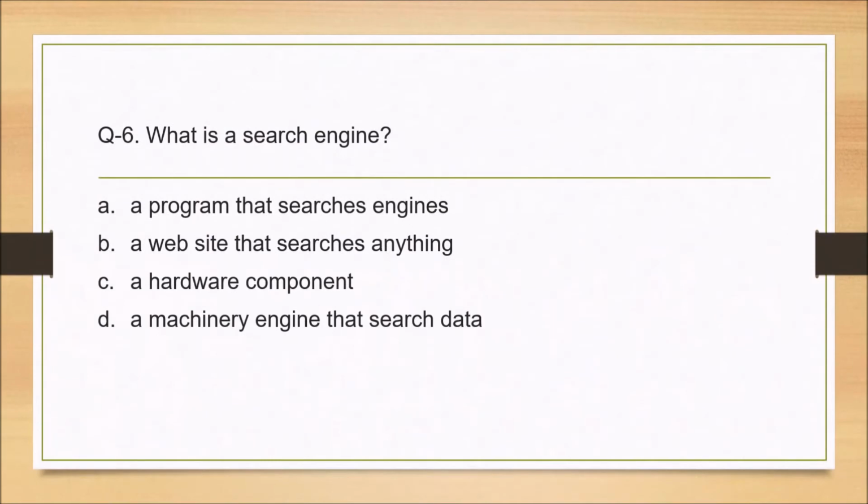Next is, what is a search engine? And the options are a program that searches engines, a website that searches anything, a hardware component, a machinery engine that searches data. And the correct option is a website that searches anything.